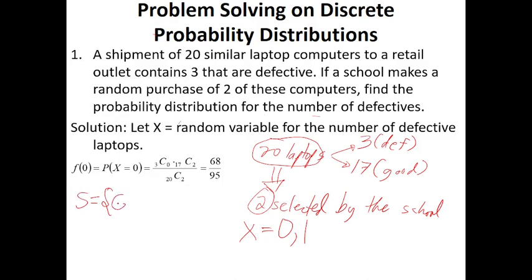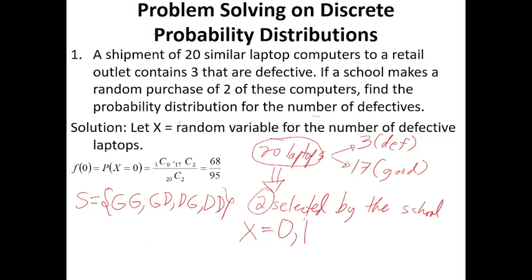So, first laptop good, second good. Or good, then defective. Defective, then good. Defective and defective. Tama? So lahat ng yan ay yung mga possibilities. Good, defective, good, defective. Kasi dalawa yung sinelect, kaya pwedeng good, defective, good, defective.